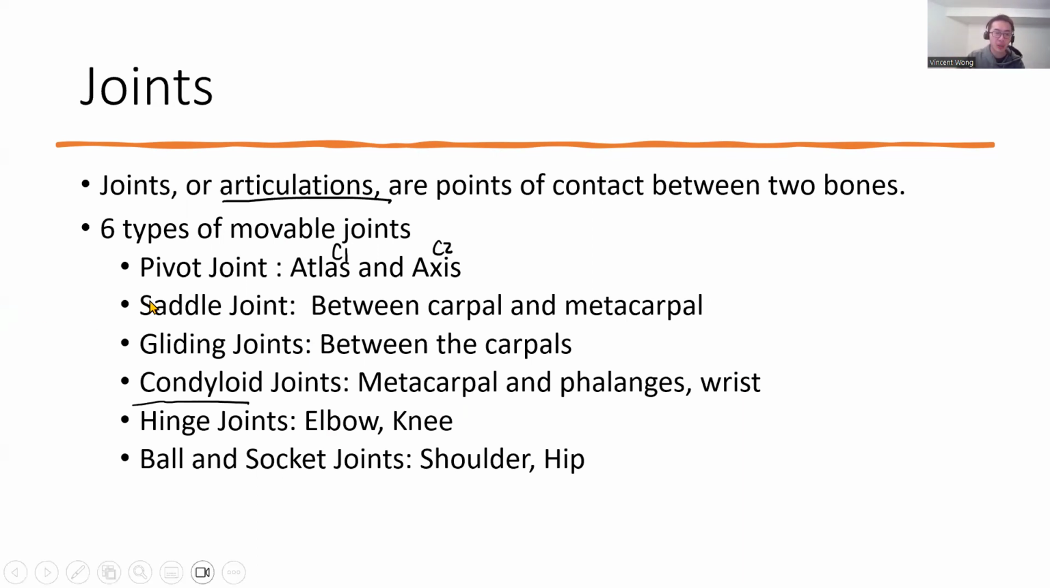So these 3 are a little bit hard to visualize, because we're not familiar with how they look. But the next 2 should be relatively straightforward. There's a hinge joint. The easiest one to know is the elbow. A hinge creates this kind of motion, like the door hinge. And then ball and socket. Right, so at the shoulder and at the hip.